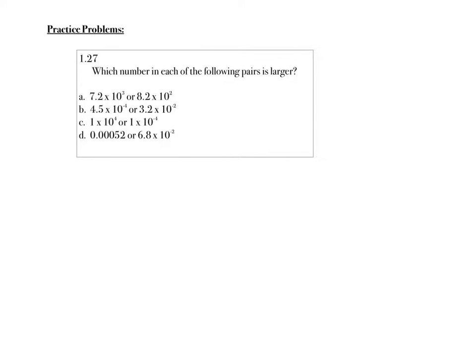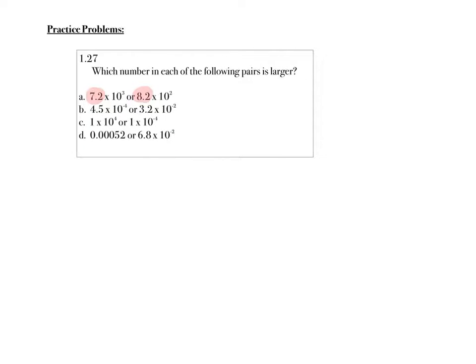Okay, here we're on practice problem 1.27, which says which number in each of the following pairs is larger. Example A here, we're comparing 7.2 times 10 to the third and 8.2 times 10 to the second. Now if you simply just look at the numbers in front, what we call the coefficients, you see 8.2 and 7.2.